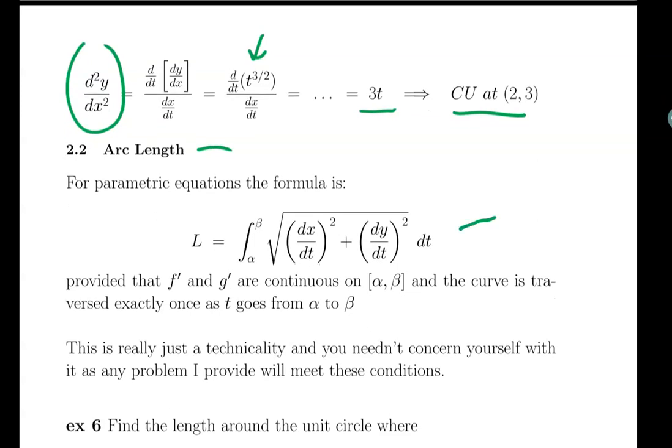So basically, the arc length is the square root of (dx/dt) squared plus (dy/dt) squared. And it's always dt, because x and y are both in terms of t. I wouldn't worry about this. Like it says there, that's a technicality.